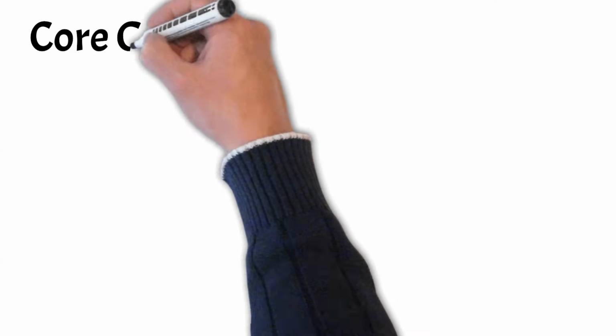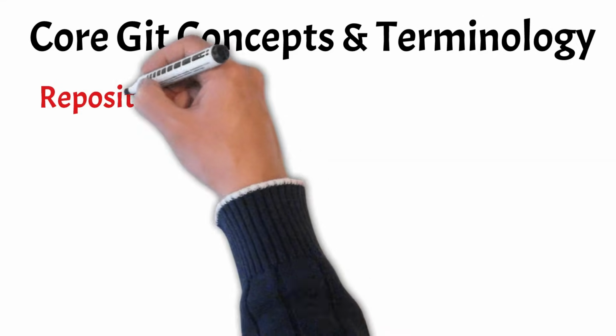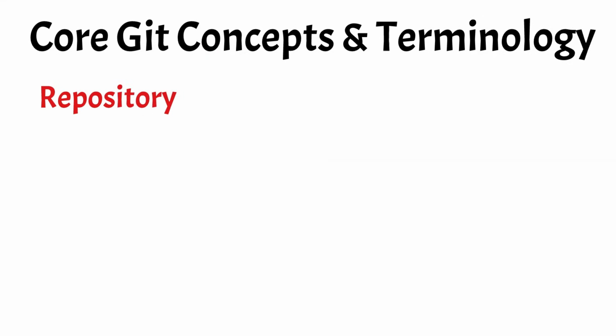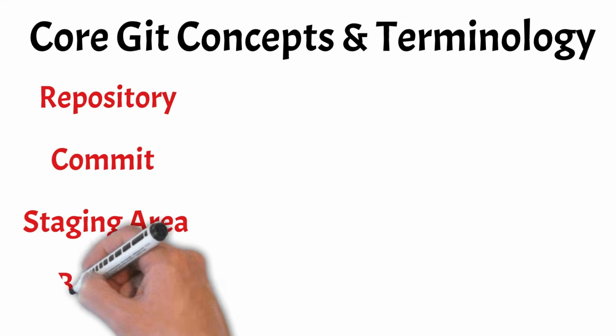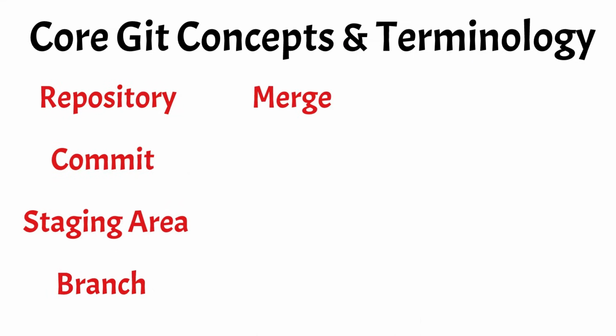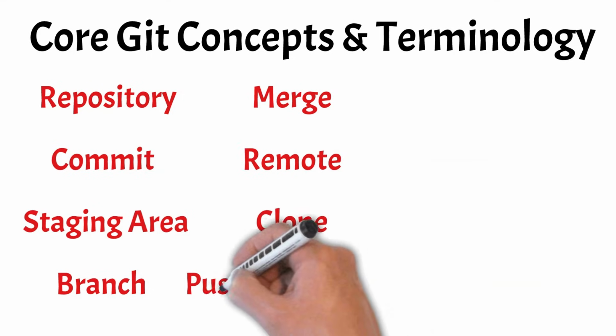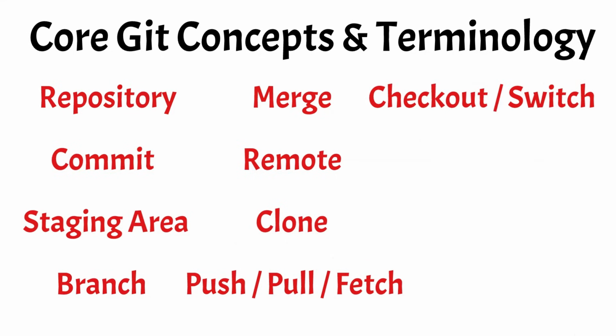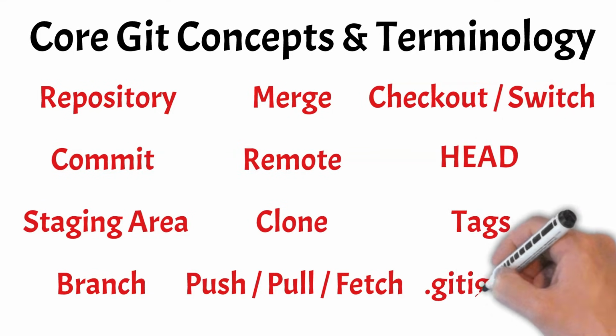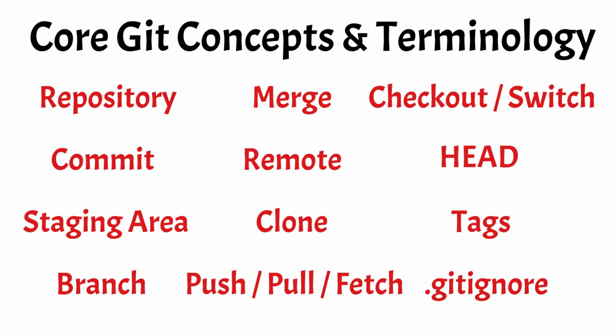Before we dive into Git commands, let's quickly look at the core concepts you'll need to understand. Git starts with the repository, where all your project history lives. A commit records changes, while the staging area lets you prepare what to include. With branches and merges, you can experiment and bring work together. Remotes connect your project online, and with clone, push, pull, and fetch, you keep everything in sync. You'll also use checkout or switch to move around, with HEAD showing where you are. Tags mark important points, and .gitignore helps you keep unwanted files out. We'll now explore each of these step by step.